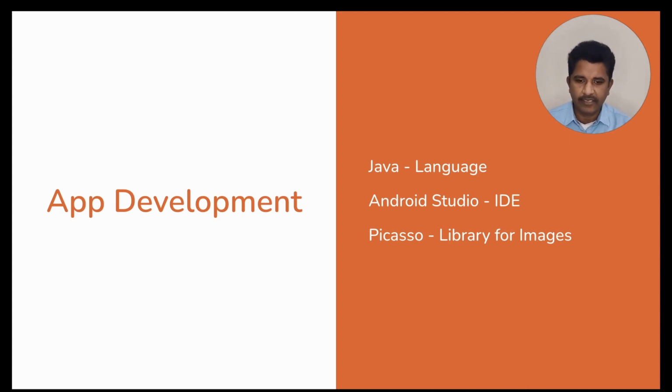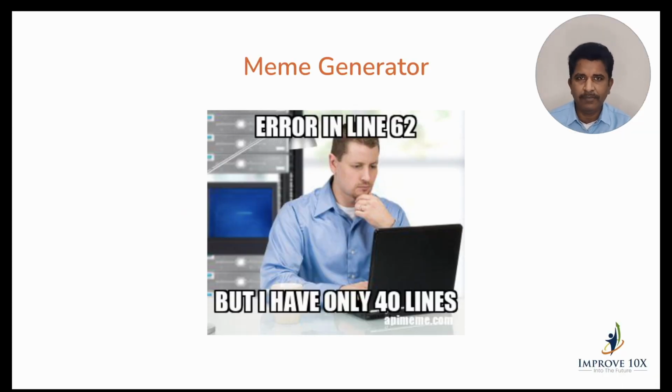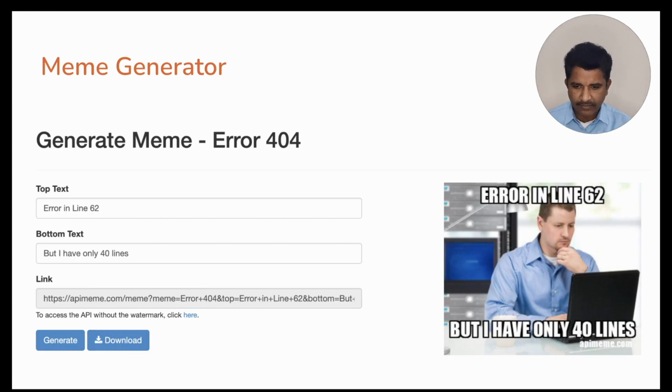So let's get started. First, we'll try to understand what is the app that we are going to build. We are going to build a simple meme generator where you have an image, a top text, and a bottom text. You can see it here: "Error in line 62, but I have only 40 lines." There are a lot of such memes which get circulated on social media. Now we will build an application where we can create our own memes.